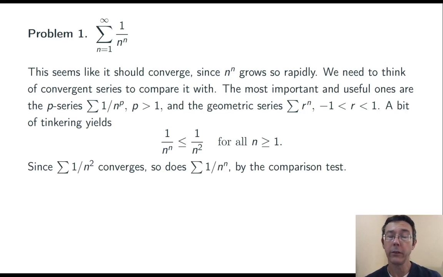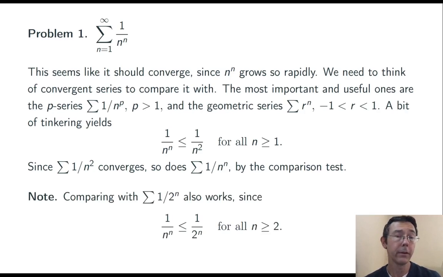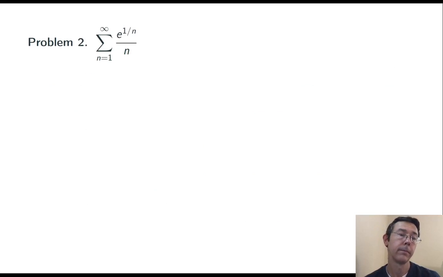The series sum of 1 over n squared converges, and therefore by the comparison test, so does the sum of 1 over n to the n. There's lots of other comparisons we could have done. Here's one other that would have worked, comparing it to the convergent geometric series, 1 over 2 to the n.